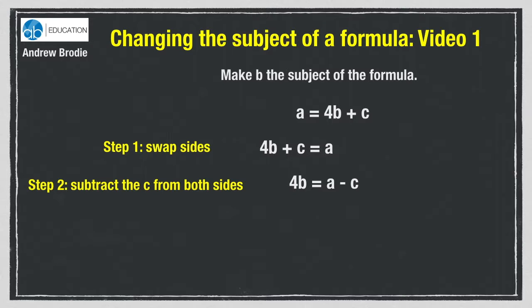We need the B on its own. At the moment it has a 4 in front of it, which means it's being multiplied by 4, so we divide by 4. Now we have B on the left and A minus C over 4 on the right.